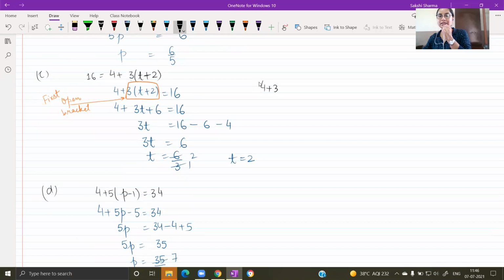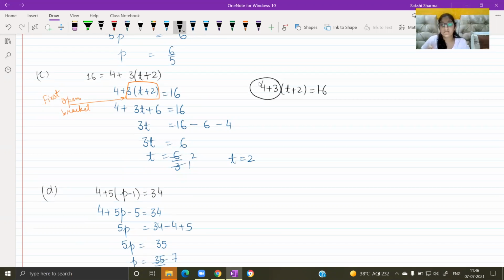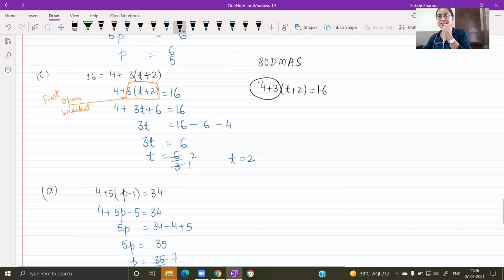You are saying 4 plus 3 into this equals 16. You want to add these two. What does your BODMAS rule say? BODMAS is used when you have multiple things going on in your question: plus, minus, multiply, divide, brackets, and you don't know how to begin, so you follow this rule. The first thing it advises you to do is to work with your brackets.